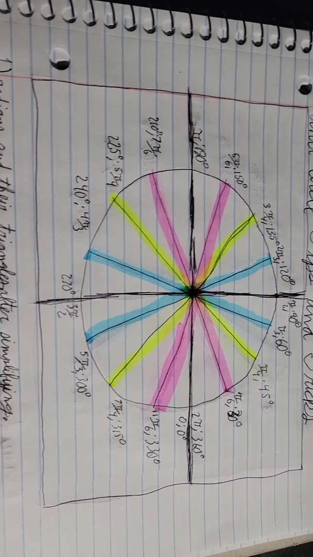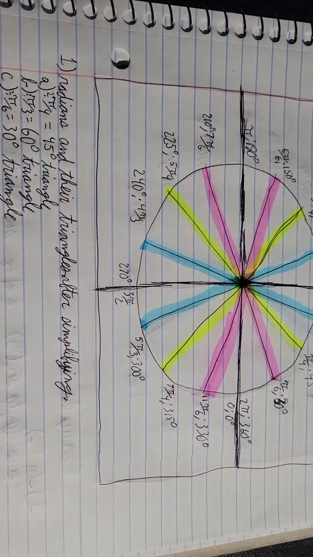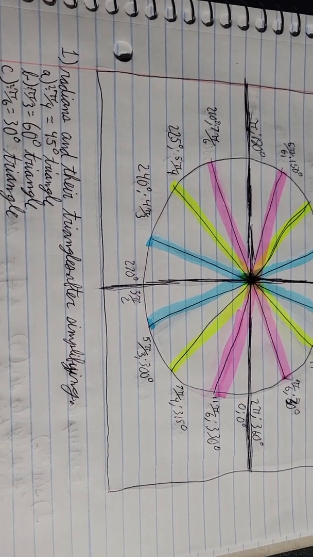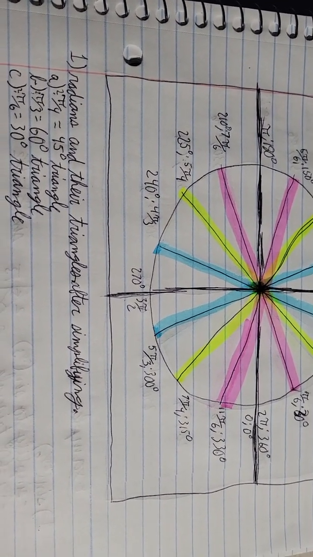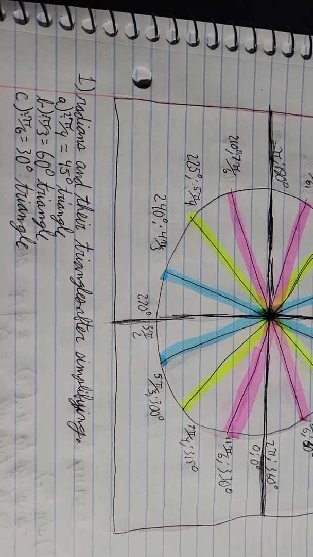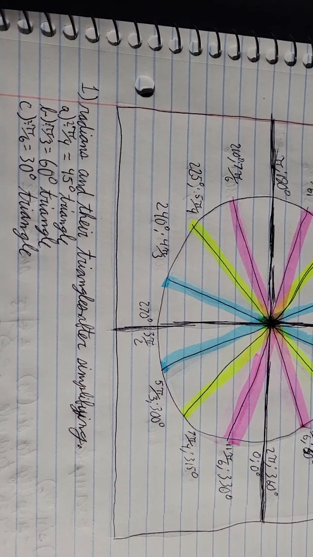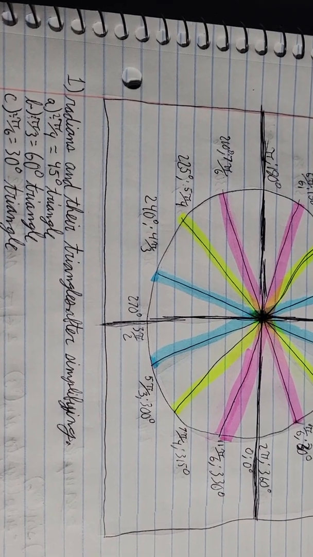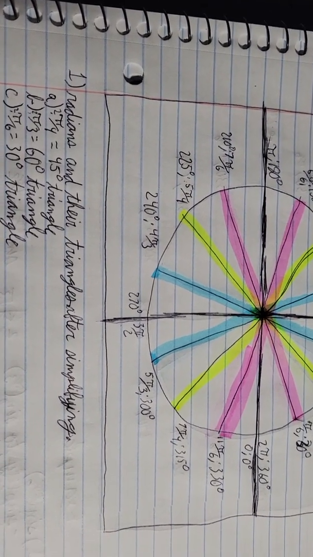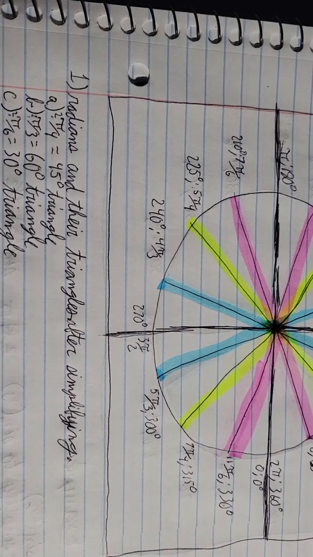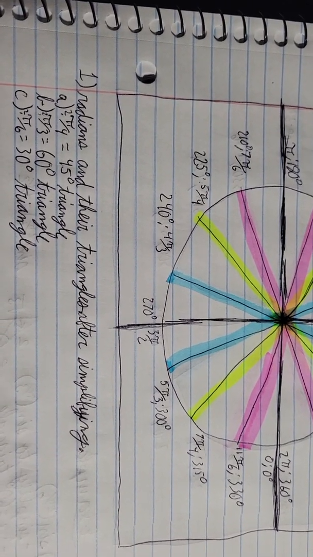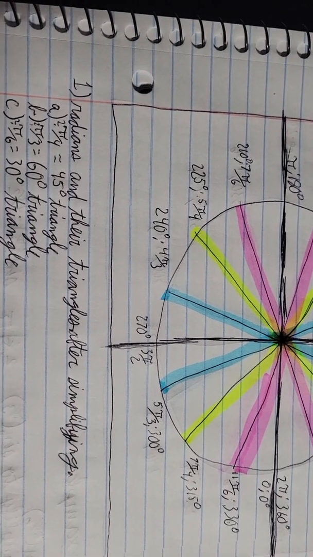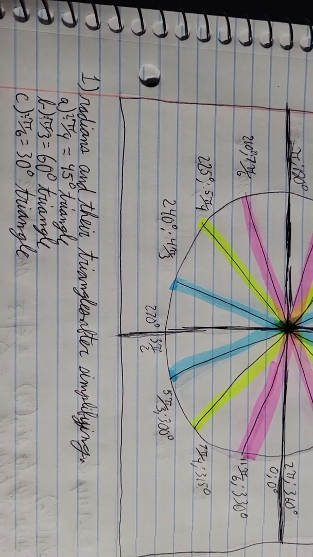So my first tip and trick is radians and their triangles after simplifying them. And the reason I add after simplifying is because if you have like 4 pi over 6, obviously that's 2 pi over 3, and that'll be a different triangle. So if it's pi over 4 or any number pi over 4 after it's simplified, it'll be the 90, 45, 45 degree triangle.